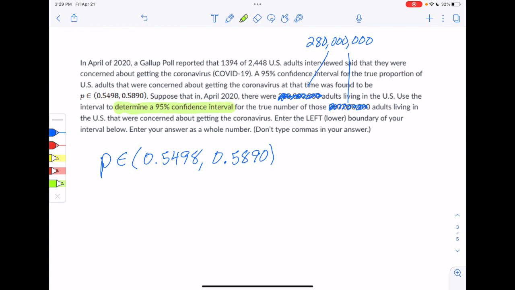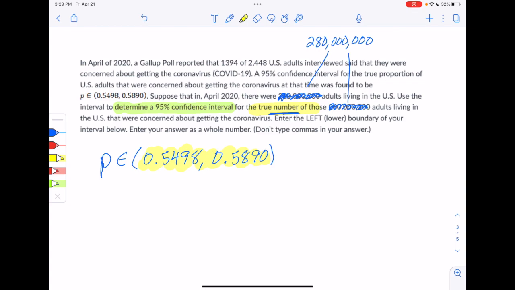So what's different? The confidence interval that they want us to do is for the true number. And the emphasis really there is on the number part. We don't have the number right now, we have the proportion. This interval right here, this is for proportion. So what we need to do is not calculate a new interval from scratch, but just take this one for the proportion and convert that to one for a number. So how do you do that?